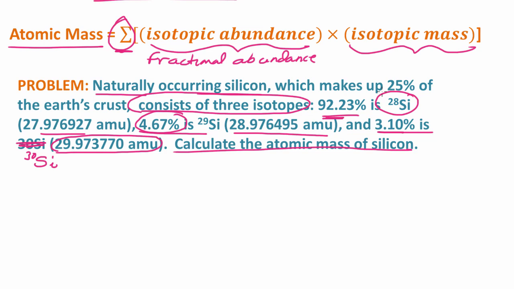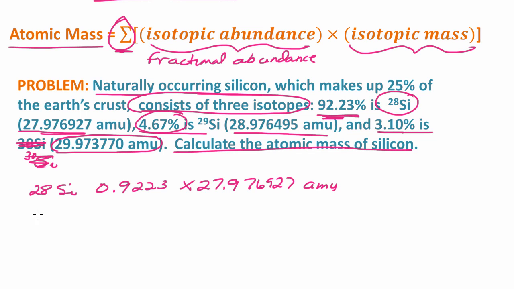So let's start off here with silicon-28. We have 92.23%, and the fractional abundance would be 92.23 divided by 100. So that would be 0.9223. We multiply that by the isotopic mass, which is 27.99. 0.976927 atomic mass units.